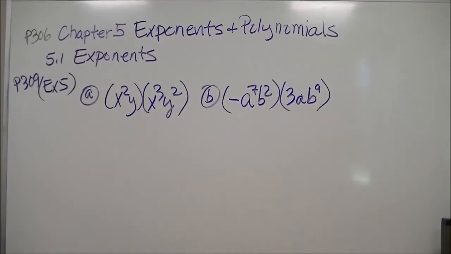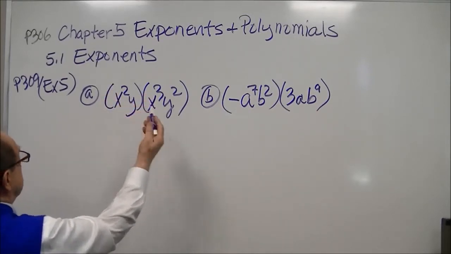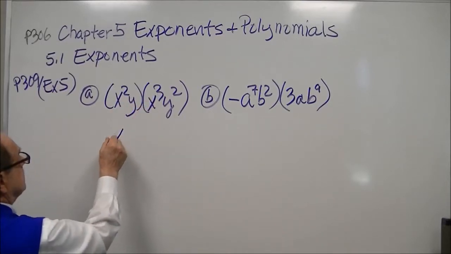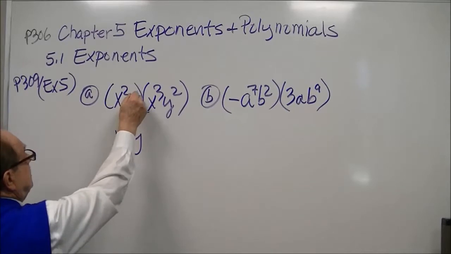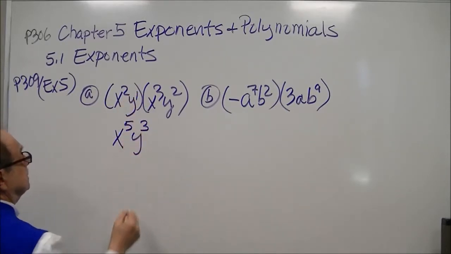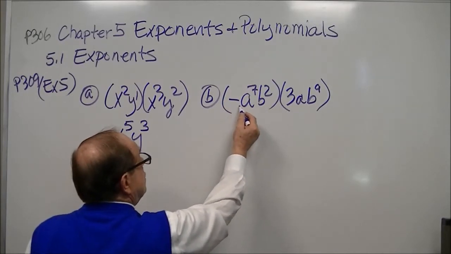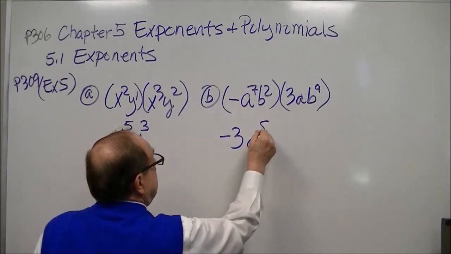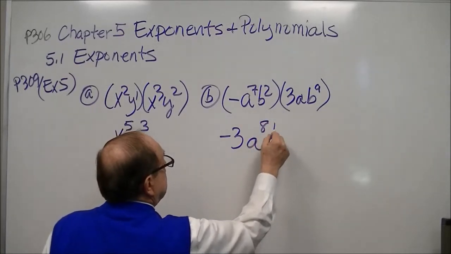All right, just a little more practice. Remember, there is a 1 in front of this, but 1 times 1 is 1, we don't write it. So here we're just adding our exponents, keeping in mind there's a 1 there. And here there's a 1 there, so negative 1 times 3 is negative 3, a to the 8th, b to the 11th.